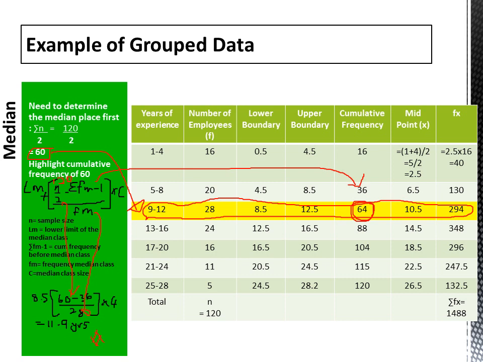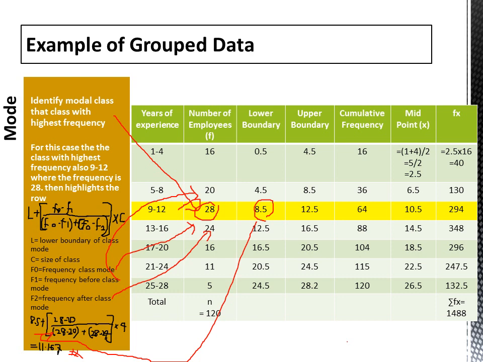There are two ways to calculate the median class size. You can look at the range, where you start with 9, 10, 11, and 12, which is 4. Or you can use the upper boundary minus the lower boundary, 12.5 minus 8.5, which gives 4. Now solve the calculation: solve the things in the bracket first, then times 4 and then plus 8.5. Then you will get the result of 11.9 years. So that's the median.